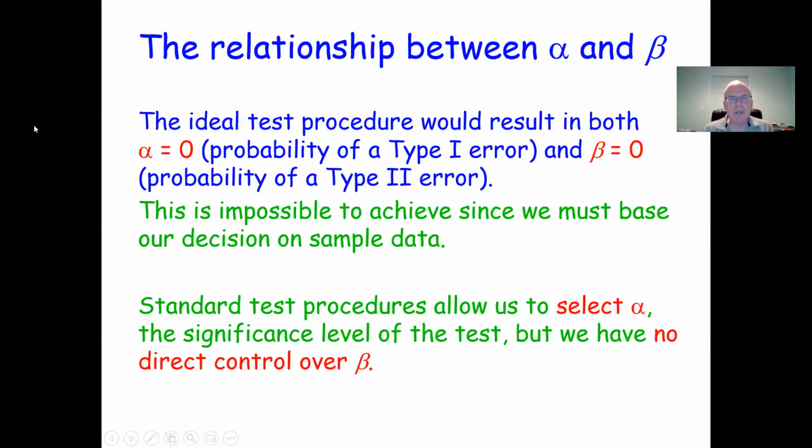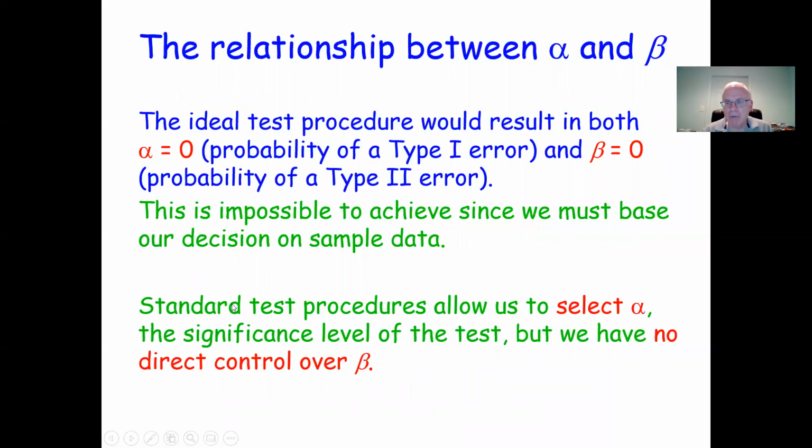So it says here the ideal test procedure would result in both alpha being 0 and beta being 0, right? You don't want any errors at all. No type 1 errors, no type 2 errors. But in reality, this is impossible to happen because the probability of the type 1 error influences the probability of the type 2 error, and vice versa. They're actually related to each other. All right, so how does it work?